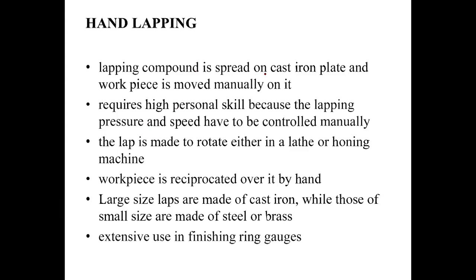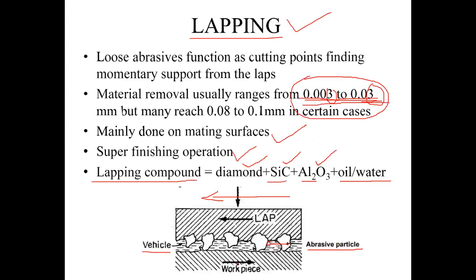So lapping compound is spread on the cast iron plate. The cast iron plate is considered as a tool which gives support to the cutting abrasive particles spread on it, and the workpiece is moved manually on it. Here the cast iron plate is at the bottom. This is not a workpiece, this is a cast iron plate.